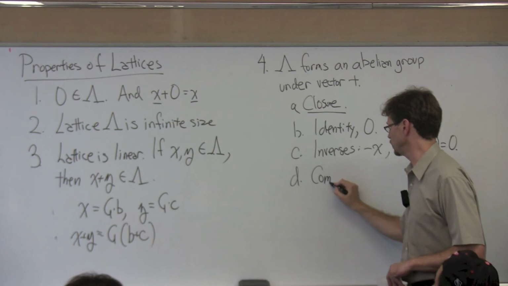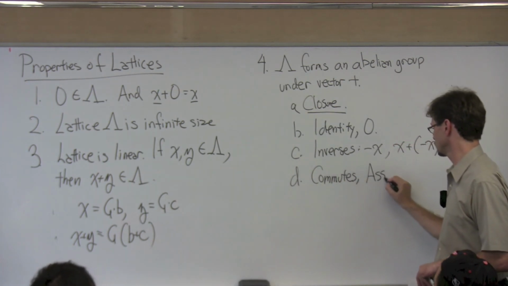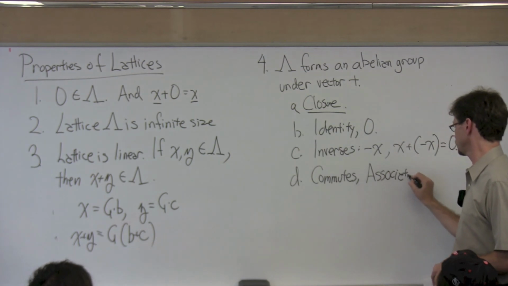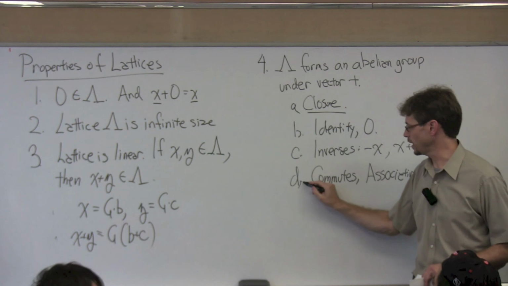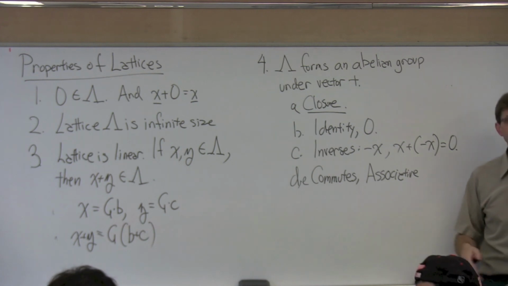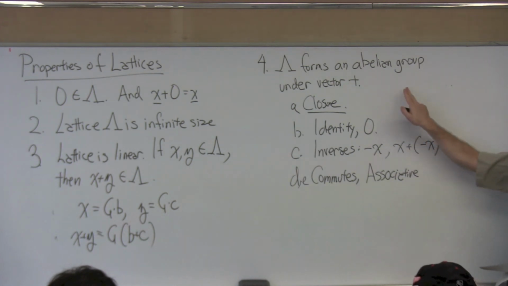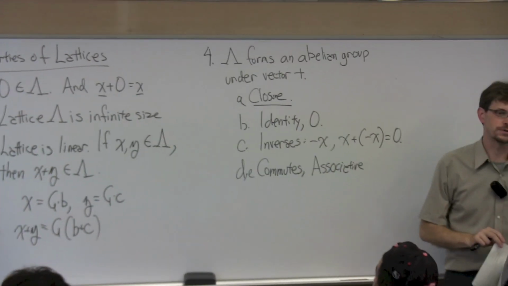And then it also commutes, and it's associative, properties D and E. So addition of lattice points is commutative and it's associative. Therefore, since we have these 5 properties, Lambda forms an abelian group.